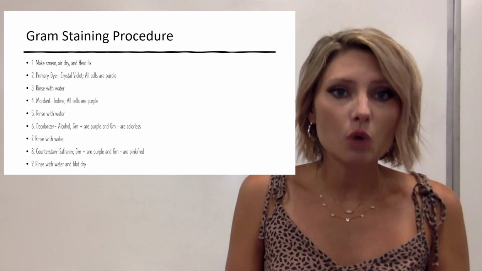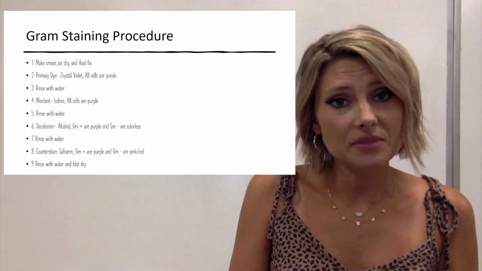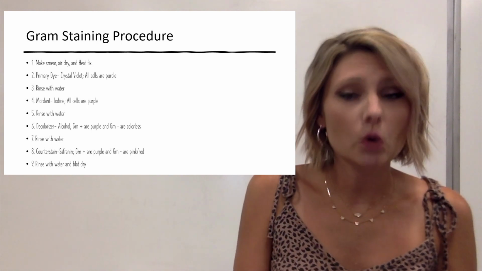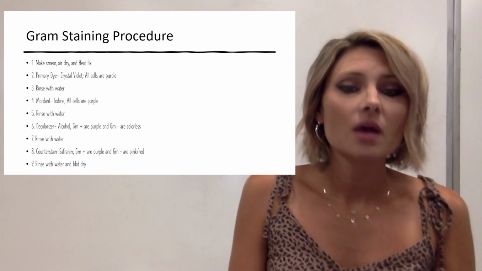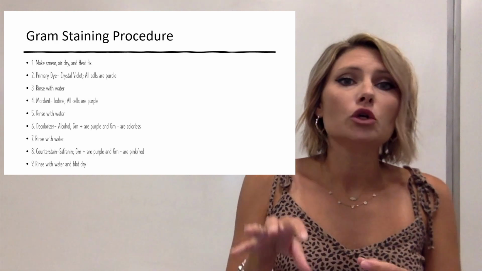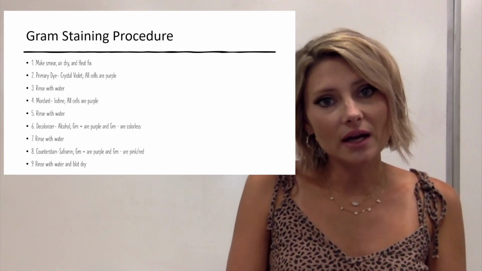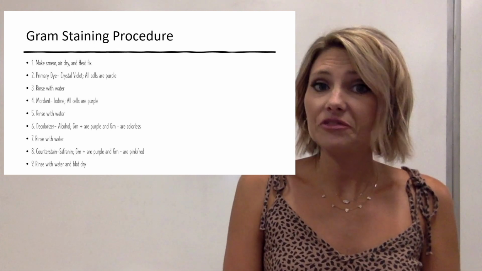So just like the words say, you are going to be fixing something into the cell wall. You're going to be fixing the stain or the dye into the cell wall. The mordant in the gram stain is iodine. So you will apply the iodine, cover the entire slide, let it sit for a minute.